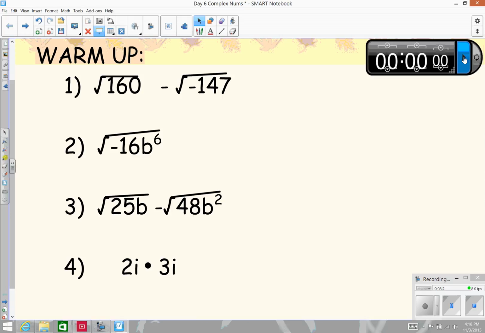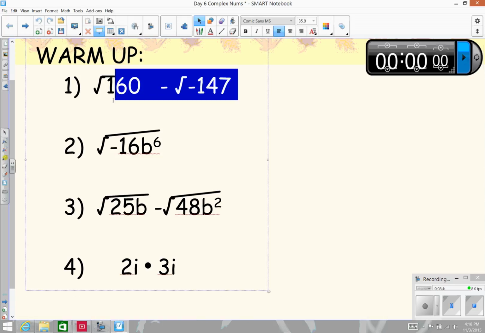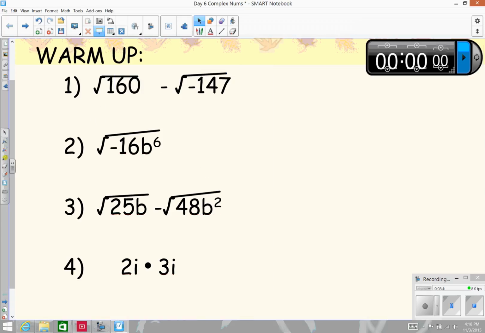Okay, let's go over simplifying these. Remember, if we're going to simplify radicals, we want to look for perfect square numbers that are factors of the radicand. That's the number underneath the radical sign. So for this first one, I'm going to look at the radical 160, and hopefully you can quickly come up with that as a product of radical 16, radical 10. And then I'm going to simplify that down to a 4 radical 10.